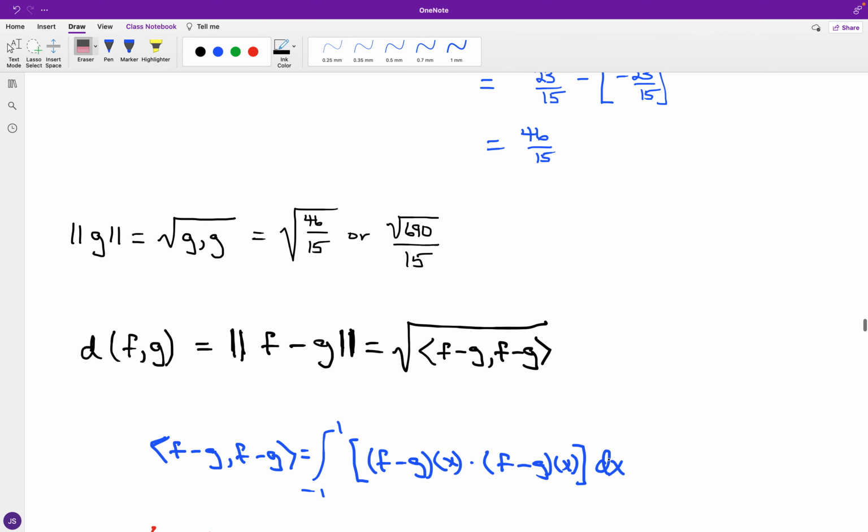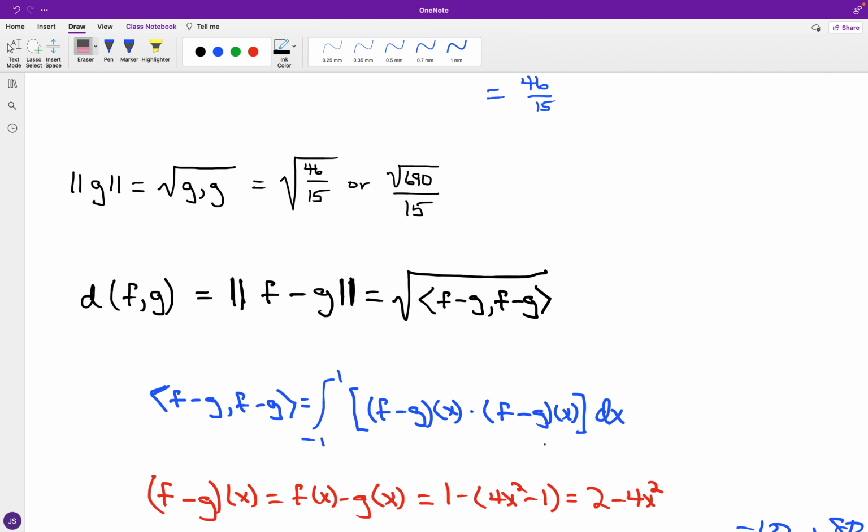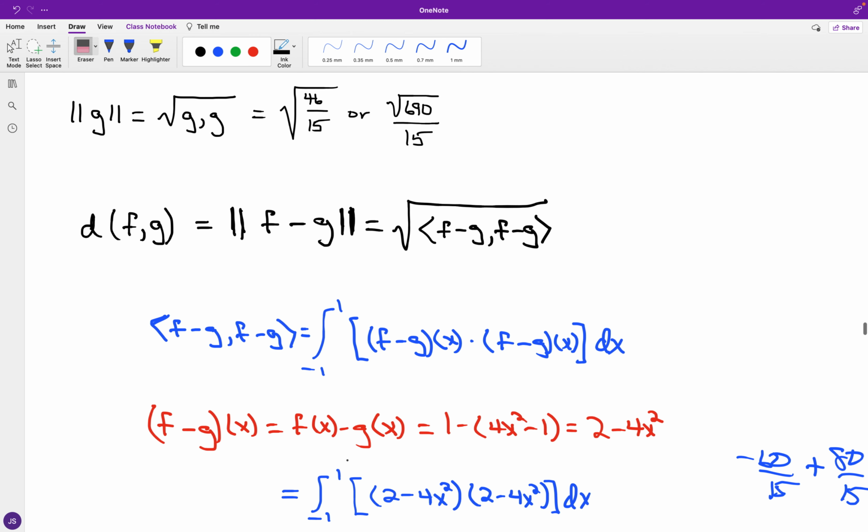So for the inner product of f minus g, we're going to determine that, and the square root is going to be the norm of f minus g, or the distance between f and g. Now, to get things situated, for f minus g of x we're looking at the difference between f of x and g of x. Again, f of x is 1, g of x is 4x squared minus 1, and subtracting g of x from f of x, the difference is going to be 2 minus 4x squared.